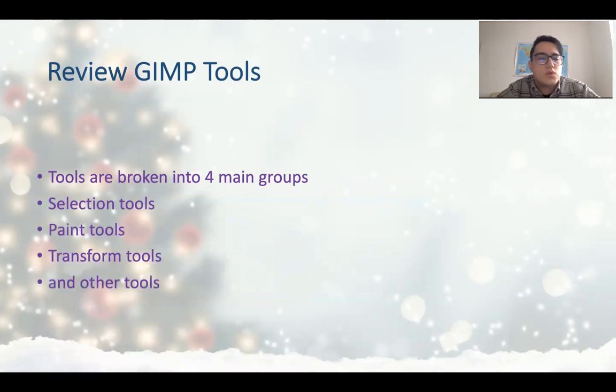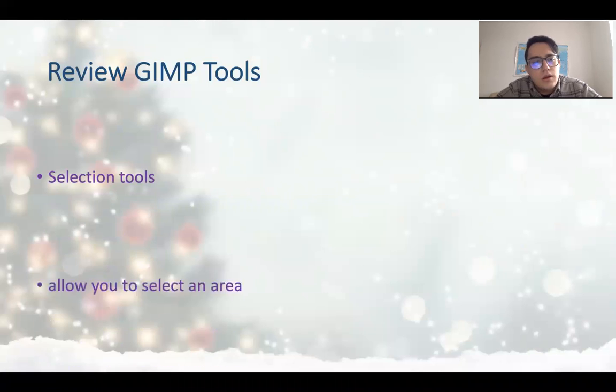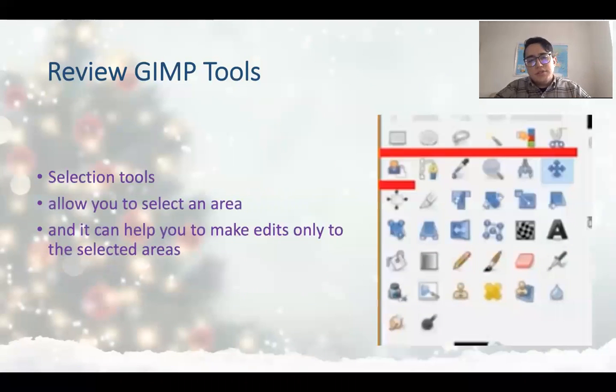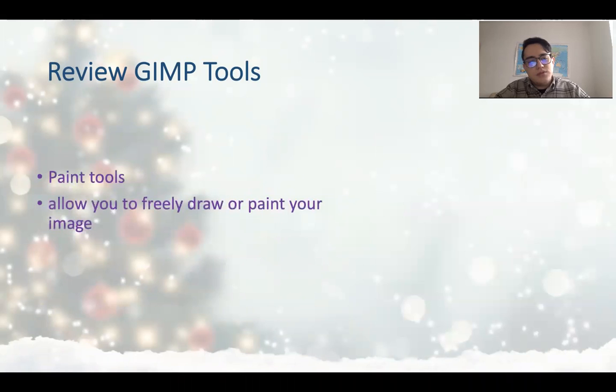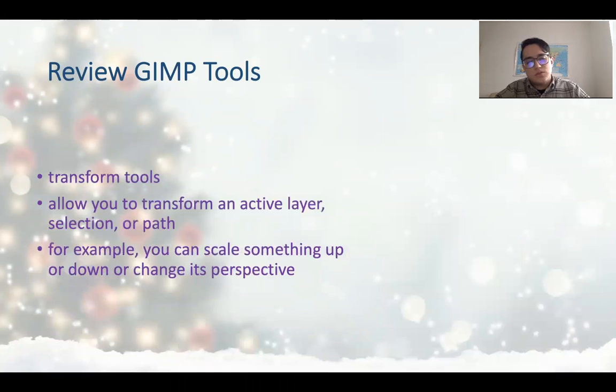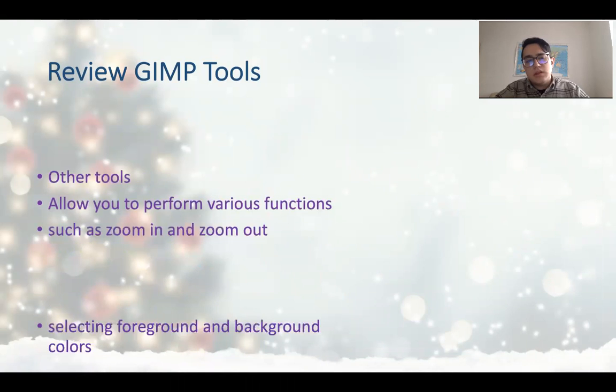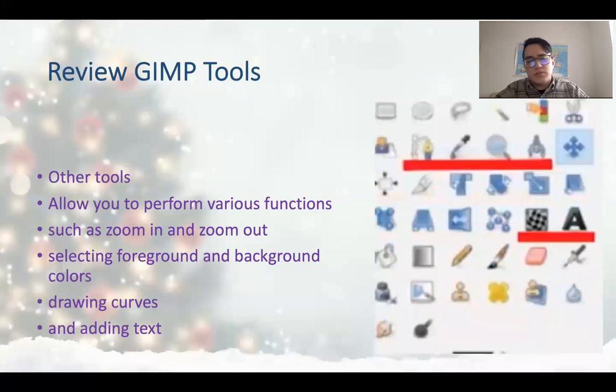As we remember, there are 4 main different groups for editing: selection tools, paint tools, transformation tools, and others. Selection tools allow you to select an area. Paint tools allow you to freely draw or paint. Transformation tools allow you to transform an active layer, selection or path. And other tools allow you to perform various functions, such as drawing curves or adding text.